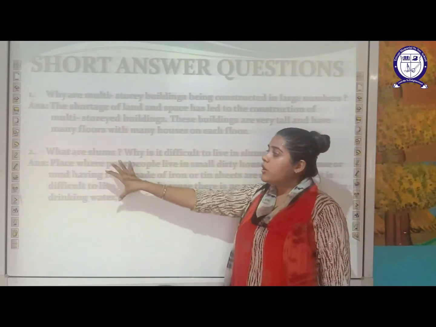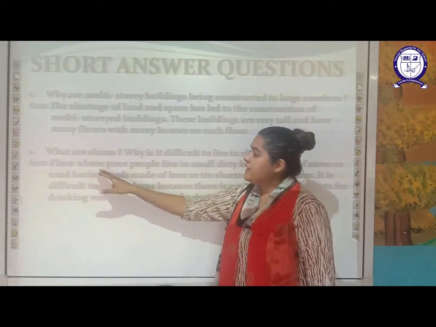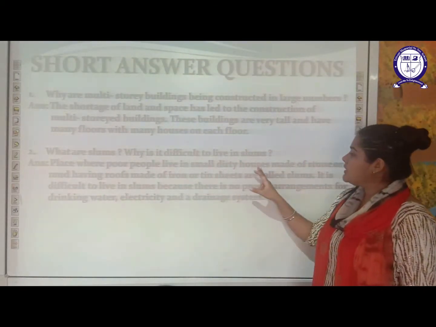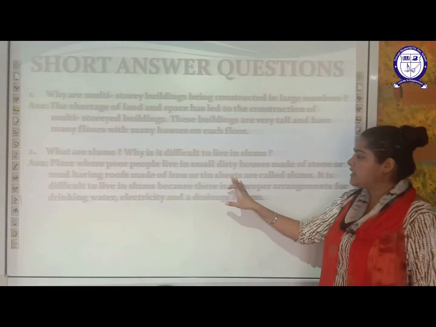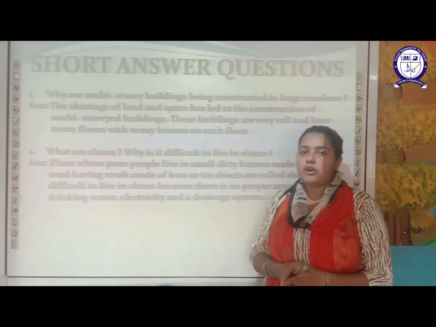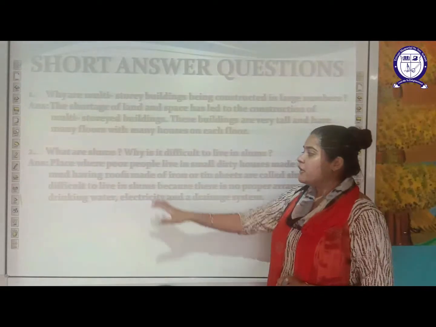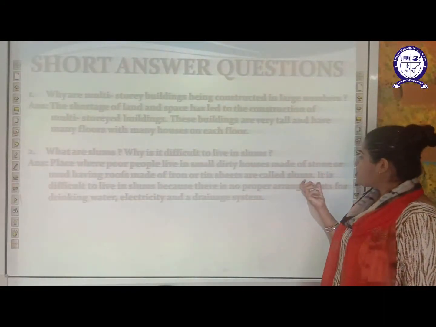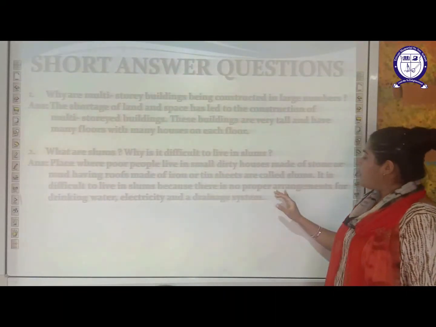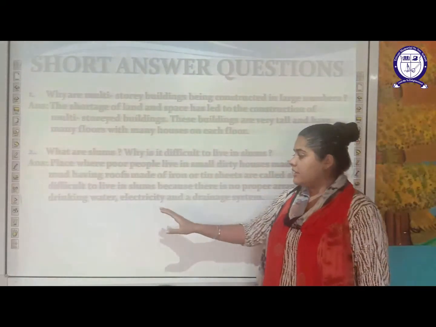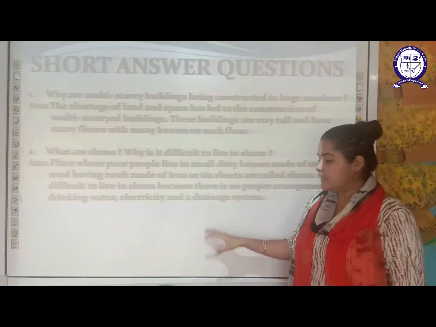The next is, what are slums and why is it difficult to live in a slum? So first of all, the place where poor people live in small dirty houses made up of stone and mud, having a roof made up of iron and tin sheets, is called a slum. So these poor people live in this type of small dirty houses whose roofs are made up of tin or iron sheets. And why is it difficult to live in a slum area? Because there is no proper arrangement for drinking water, electricity and a drainage system. So these houses are lacking these facilities.